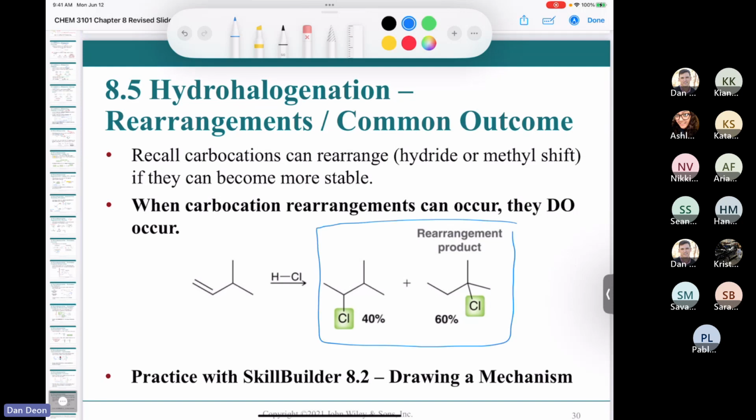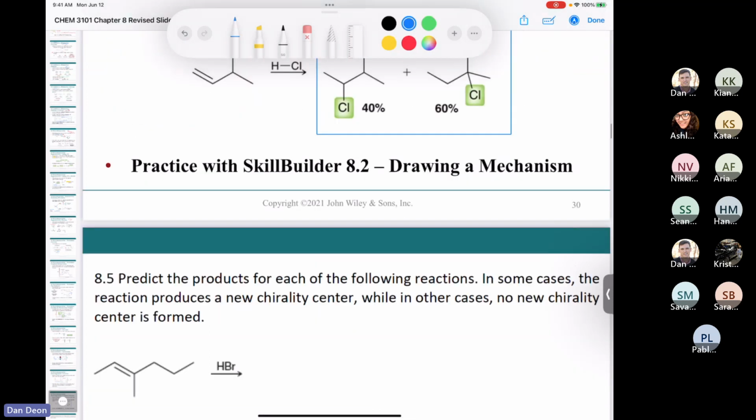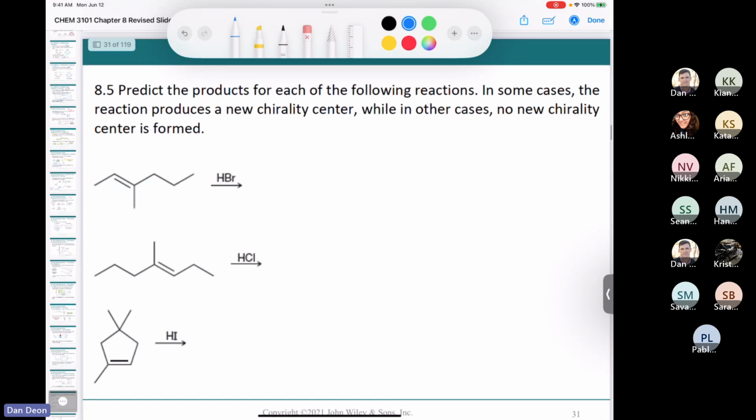And if you're sitting there rolling your eyes going, oh man, more products I need to know, the answer is absolutely. It's just par for the course. It's something that we have to master. And so let's get some practice on this. This is question 8.5 from our textbook.